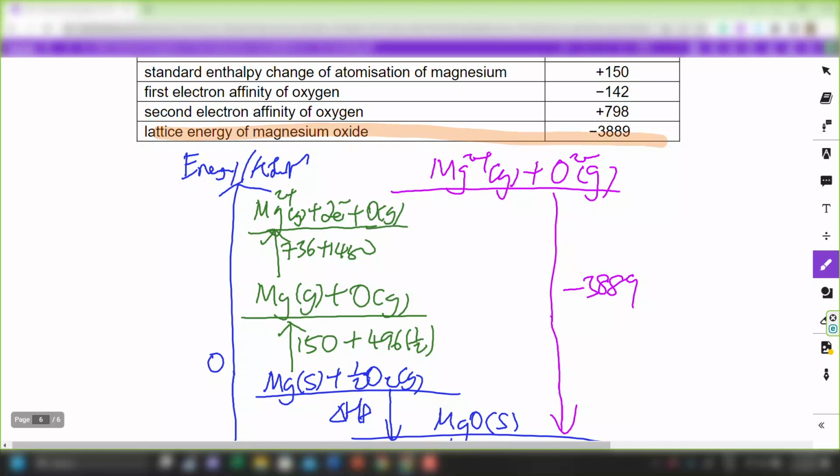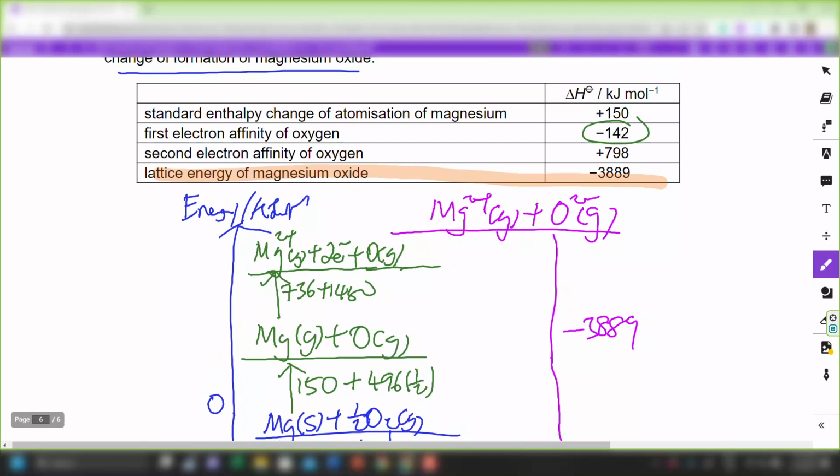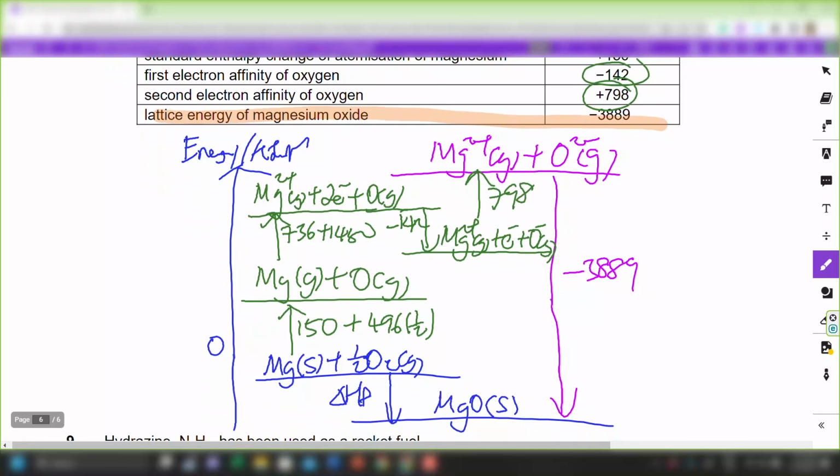Then after that I'm going to move down, because the first electron affinity of oxygen is negative, so that's minus 142. So that will be Mg2+ gaseous plus electron plus O minus gaseous. And then the next one is plus 798. So remember to check the coefficients, but for MgO it's quite straightforward because the coefficients are all 1, so it's a lot easier.